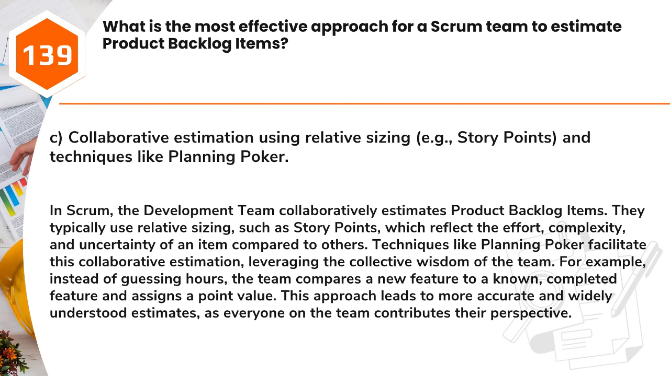Answer: C. Collaborative estimation using relative sizing, e.g., story points, and techniques like planning poker. In Scrum, the development team collaboratively estimates product backlog items. They typically use relative sizing, such as story points, which reflect the effort, complexity, and uncertainty of an item compared to others. Techniques like planning poker facilitate this collaborative estimation, leveraging the collective wisdom of the team. For example, instead of guessing hours, the team compares a new feature to a known, completed feature and assigns a point value. This approach leads to more accurate and widely understood estimates, as everyone on the team contributes their perspective.